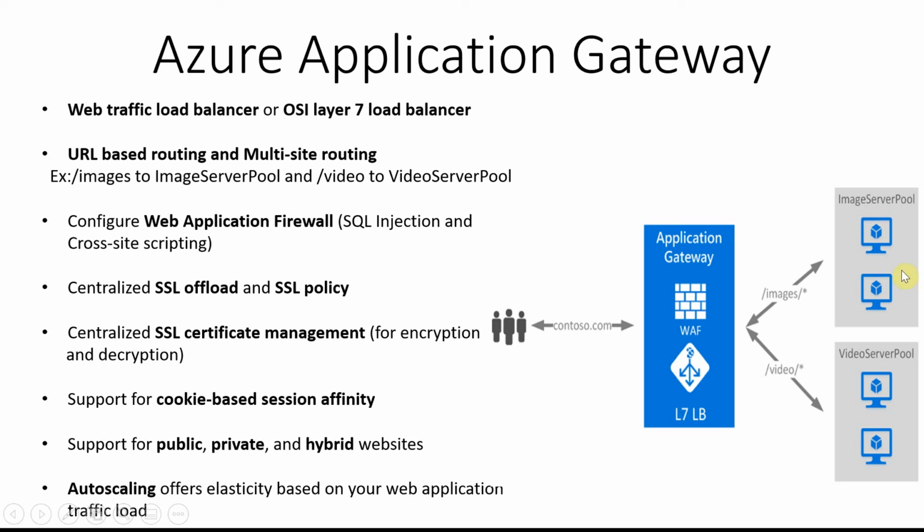From this we can also see that it is multi-site. This image server could be in a different location, and the others in different places. So it is routing traffic to multiple sites here. This is pure URL based routing, but it can also route to multiple sites. That is also possible.